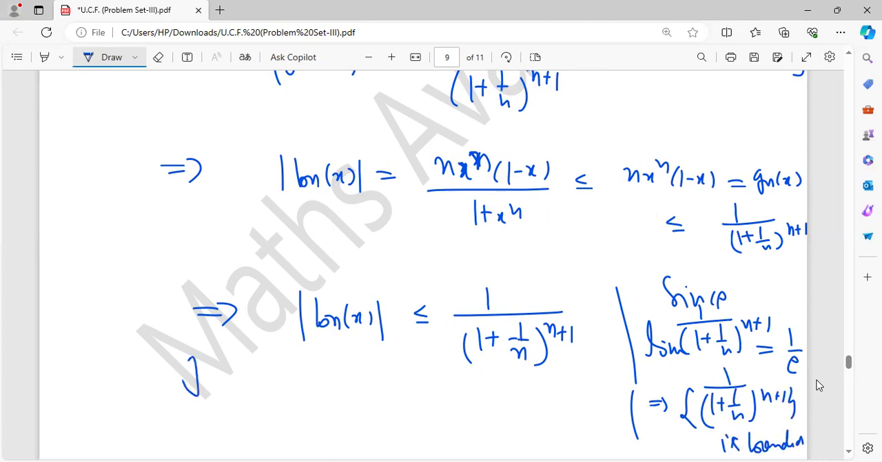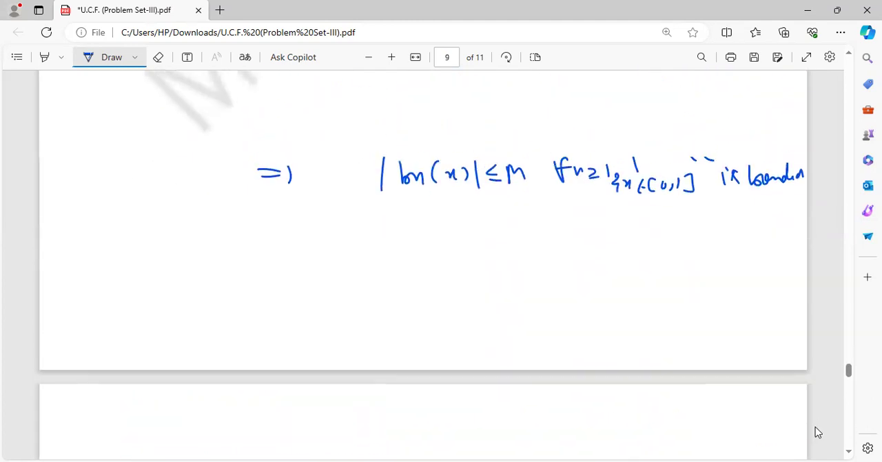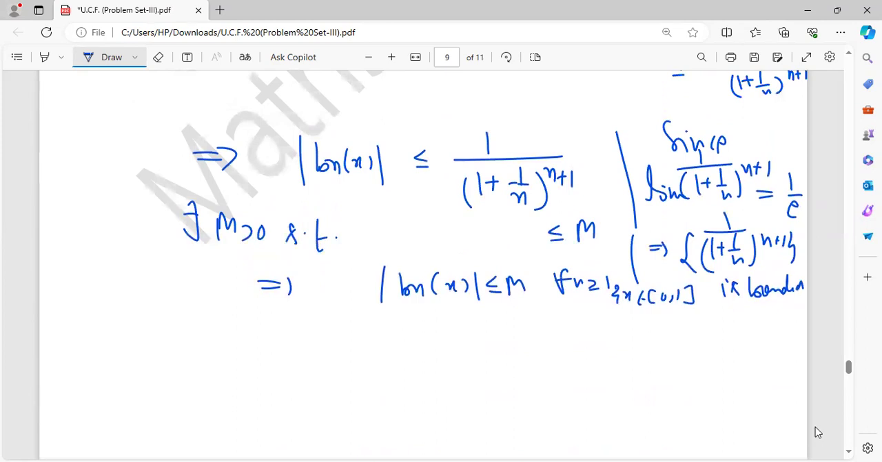So there exists M greater than 0 such that this sequence is less than or equal to M. It means b_n(x) is less than M for all n and x belongs to 0, 1. It means b_n(x) is uniformly bounded.